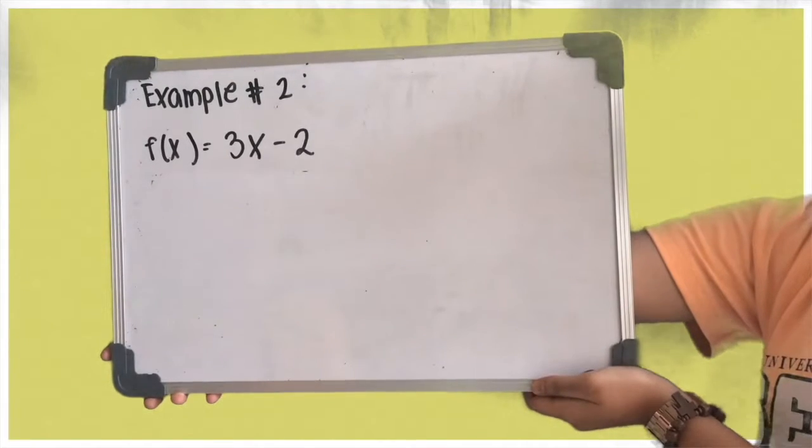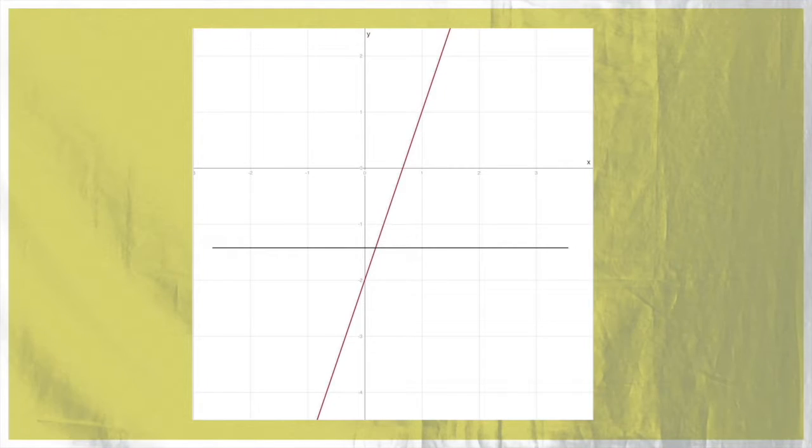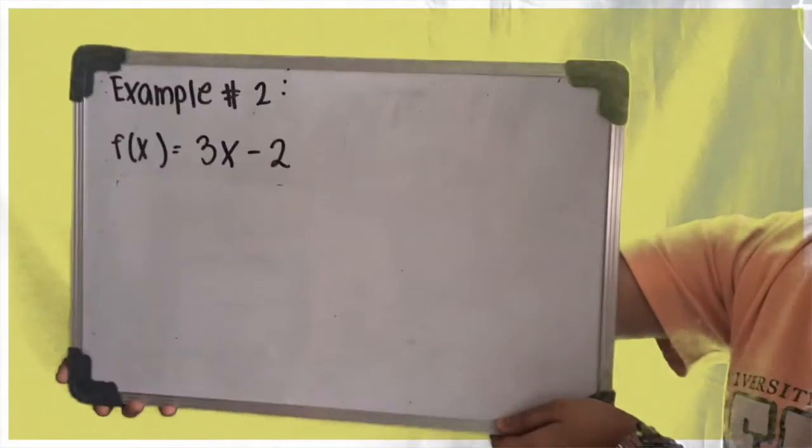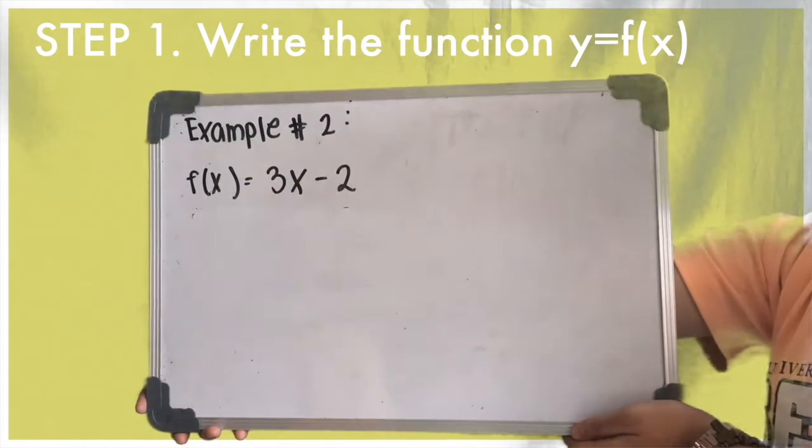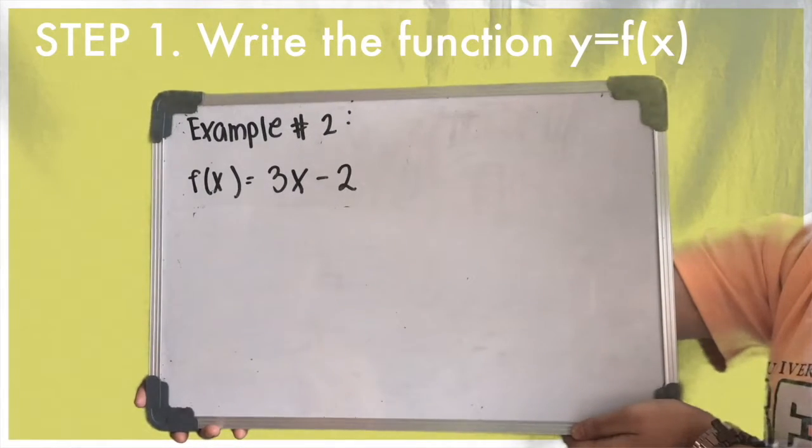The given is f of x is equal to 3x minus 2. It is a one-to-one function because we can see that the horizontal line intersects the graph at exactly one point. So going back to its solution, the first thing to do is to write the function in the form y equals f of x.